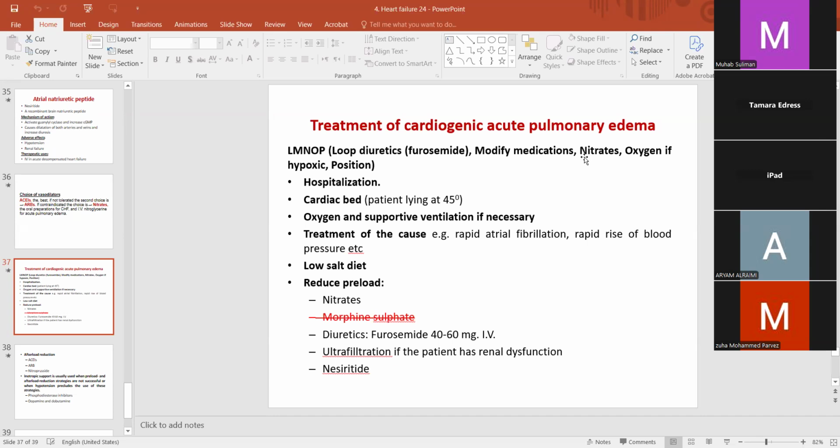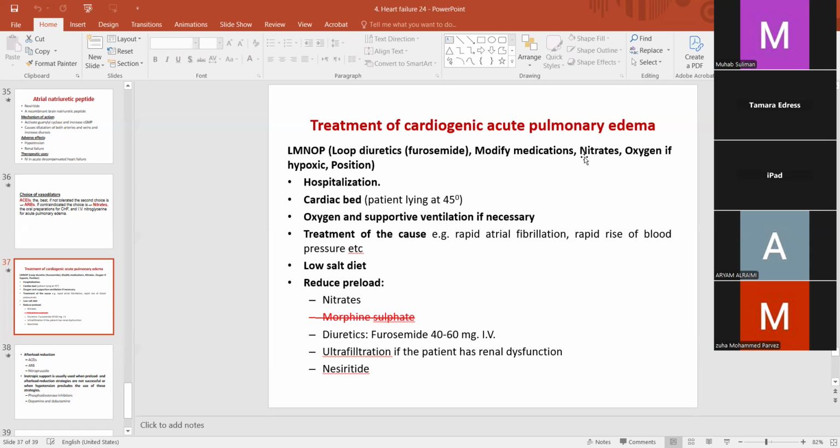M for nitrate, which is a vasodilator and helps the heart to pump the blood, and we give the patient oxygen because we try to give more oxygenation for the tissue, and we put the patient in cardiac bed, which is known as a position known as a cardiac bed, which is 45 degrees to relieve the lungs. When the patient is at 45 degrees, it is better than to be flat.